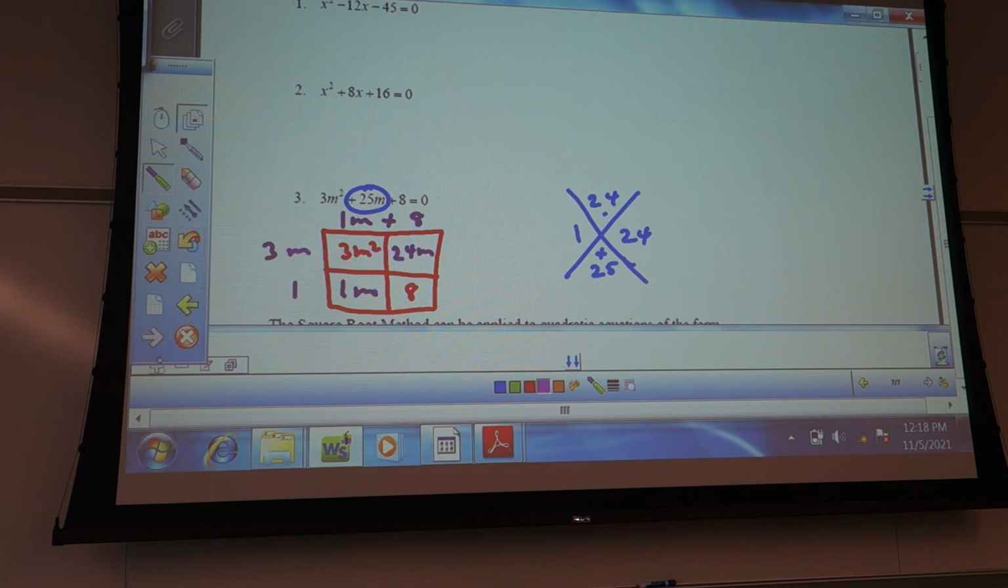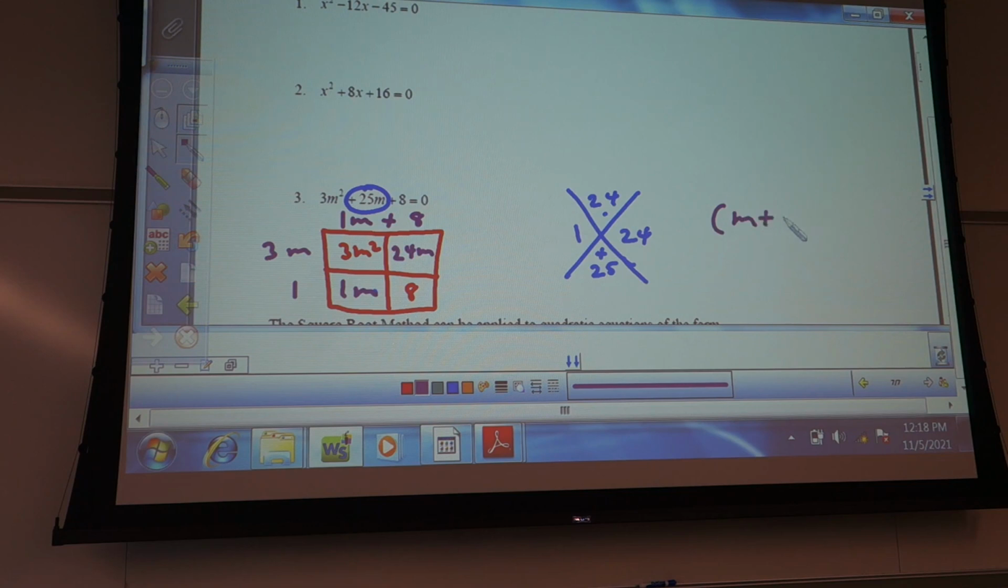That's your double check. But the easiest way is to say, what do these two have in common, and write it up here. Okay, so then you're done. That's it. m plus 8 times 3m plus 1 equals 0. And then we're going to split that into two pieces, which, Deja, go ahead and finish. What would you do then from here?